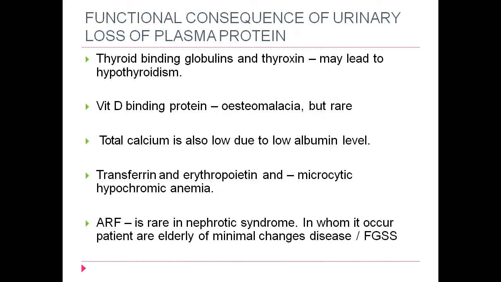Thyroid binding globulin and thyroxine are lost, and that may lead to hypothyroidism. Again, vitamin D binding protein loss can lead to osteomalacia in adults, but this is rare. Total calcium is low due to low albumin level. Transferrin and erythropoietin are lost, and this can lead to microcytic hypochromic anemia. And acute renal failure is a rare phenomenon in nephrotic syndrome.